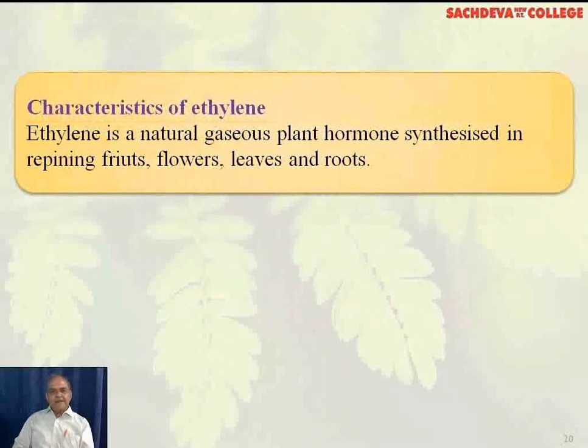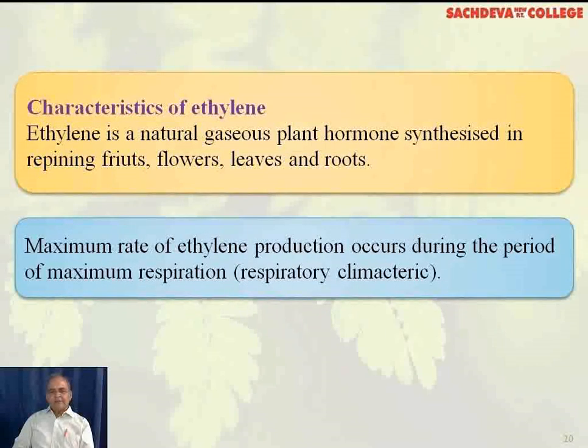Characteristics of ethylene. Ethylene is a natural gaseous plant hormone synthesized in ripening fruits, flowers, leaves, and roots. Maximum rate of ethylene production occurs during the period of maximum respiration, which is called the respiratory climacteric.